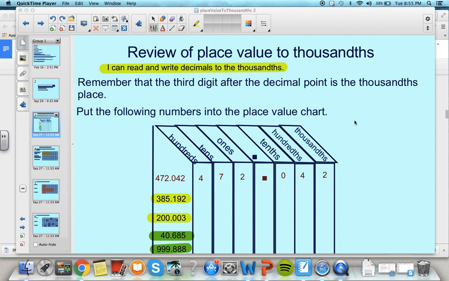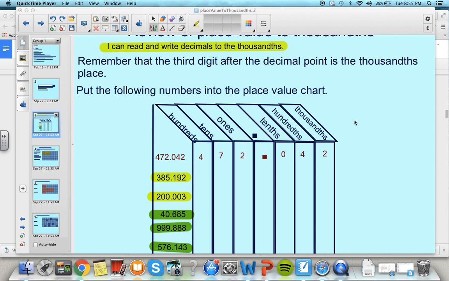In this lesson, we are going to talk about place value to the thousandths place. Please make sure that you have your notes set up in 2 columns and that you have the yellow objective written at the top. You also need to take note that the thousandths place is the 3rd place value spot after the decimal. So you can see here in this chart, we have our decimal in the middle, and then 1, 2, 3 places after, we see the thousandths place.